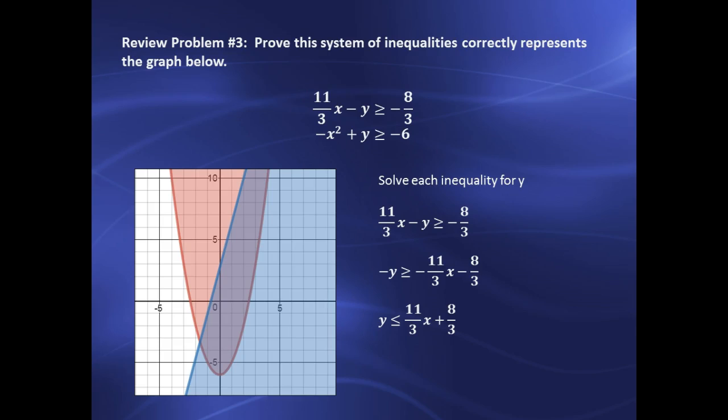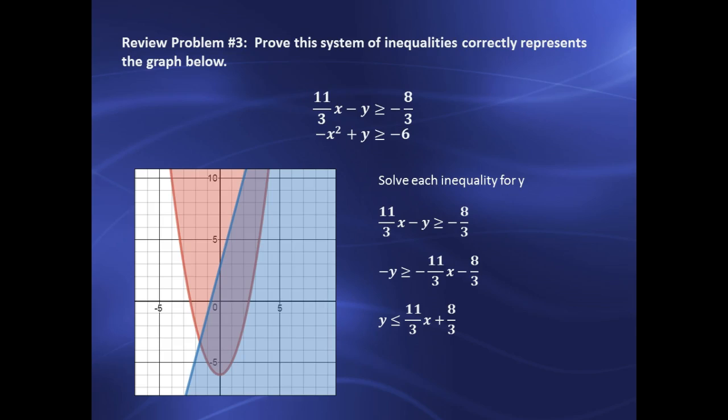So I'm starting with the linear. I am going to subtract 11 over 3x from both sides. And then I'm going to divide both sides by negative 1. Now stop here and note that when I divided both sides by negative 1, I flipped the inequality.